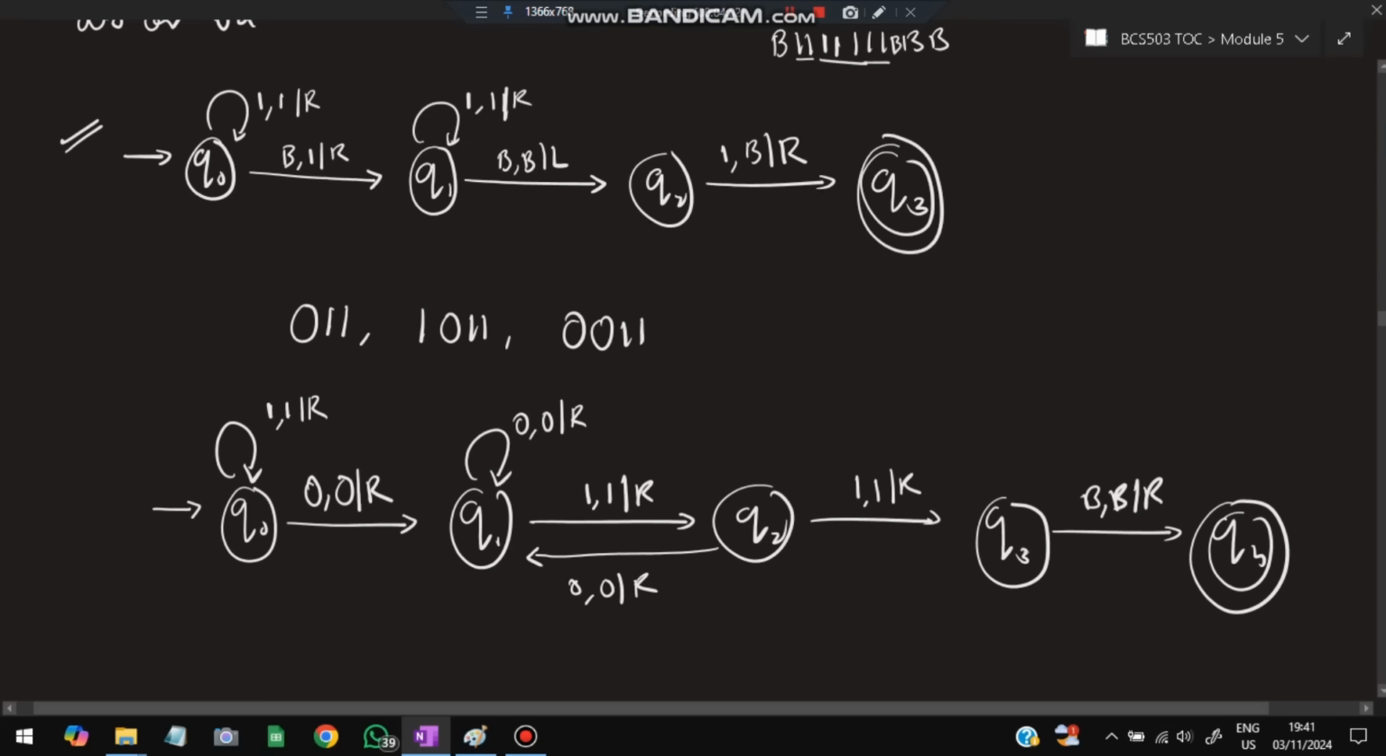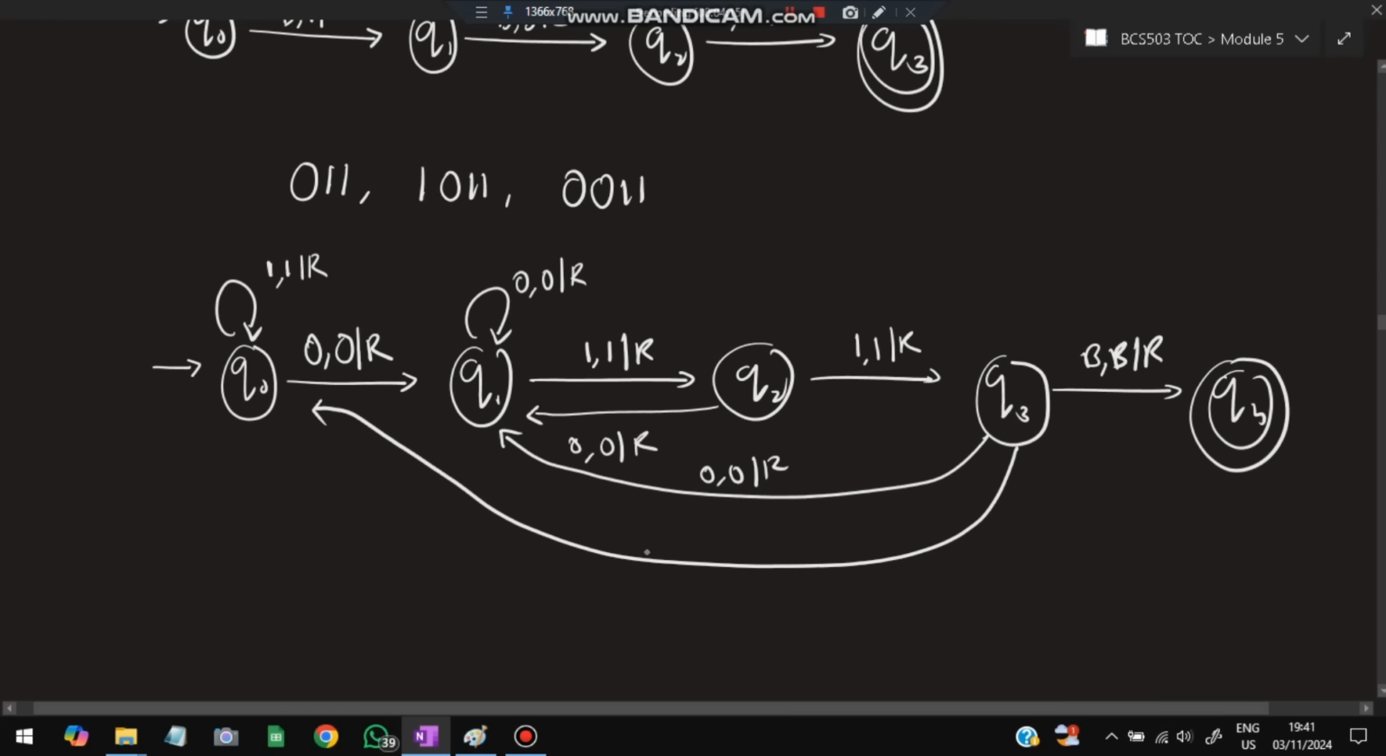What about q3? In q3, if I encounter a 0, I have to come to this state so that it will end with 0 1 1. And if I encounter a 1, I have to come back to this. 1 will be starting from here. Okay, so it will be 1 comma 1 comma r. So this is for this state, and from this state, after we encounter a blank space, we'll be reaching this final state, which is the halt state here. Okay, that was about ending with 0 1 1.